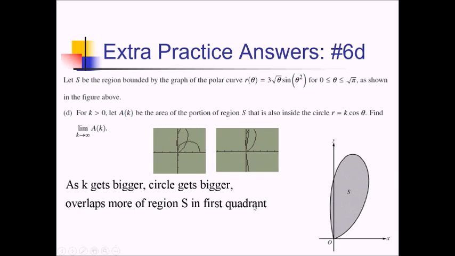So let's go ahead now and write out what that limit should actually be. So limit, as k approaches infinity, of A of k, I'm going to say that's equivalent to basically the area of S in the first quadrant. So that's an integral from 0 to pi over 2 now, not radical pi, just pi over 2, first quadrant, of 1/2 r squared d theta, so 1/2 r of theta squared d theta. And now I just have to plug that in the calculator.